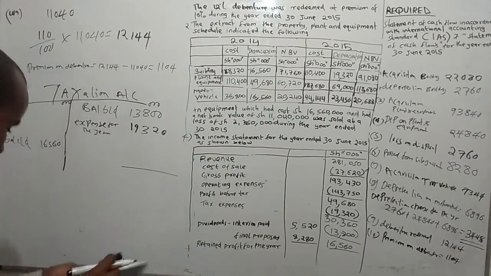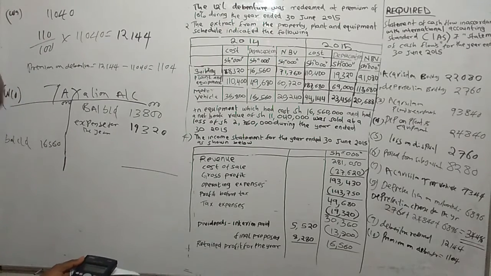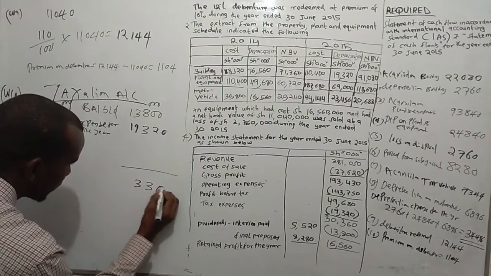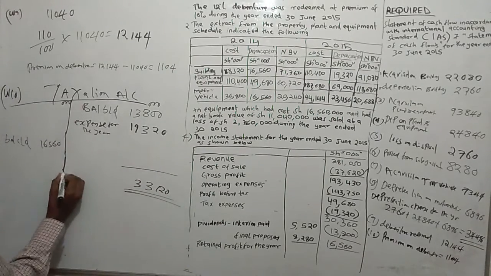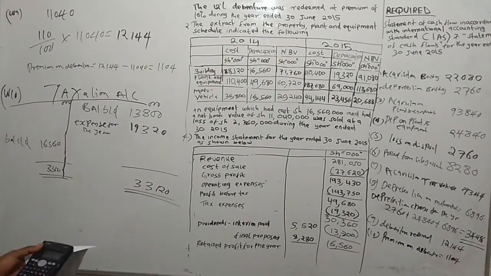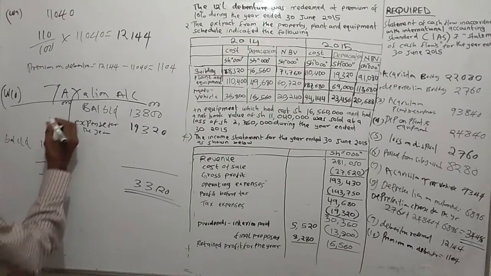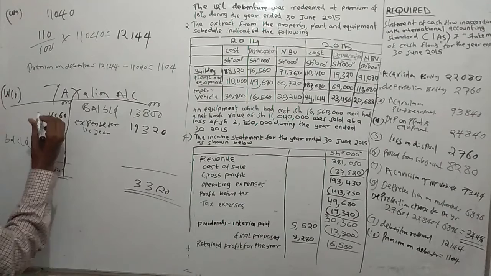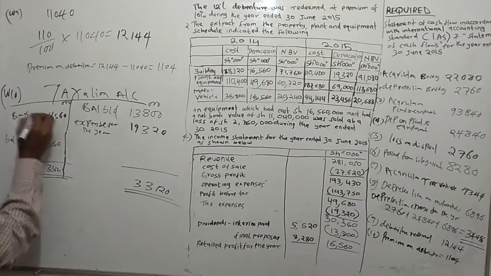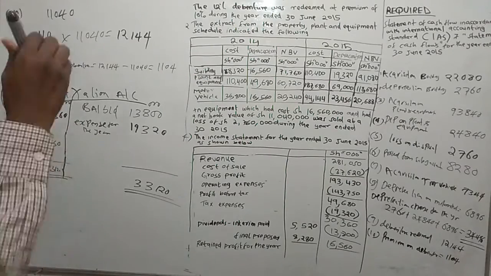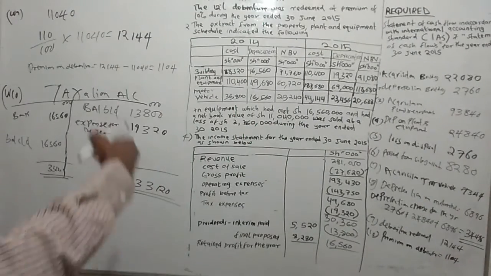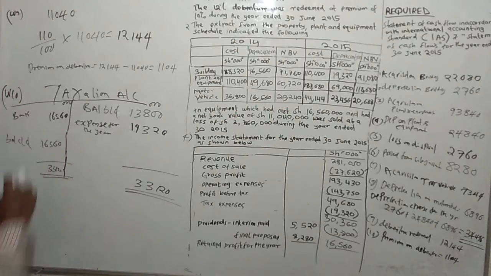If I take 19,320 add to 13,800, getting 33,120. So it's also balance at 33,120. So subtract it from 16,560. So getting 16,560. This is going to be now the tax paid. The tax paid, so it's bank. This tax paid, we are going to deduct from the cash flow from operating activities after the change in working capital. We are going to deduct 16,560.